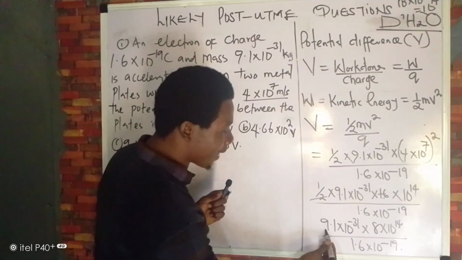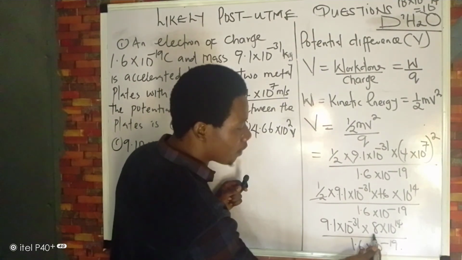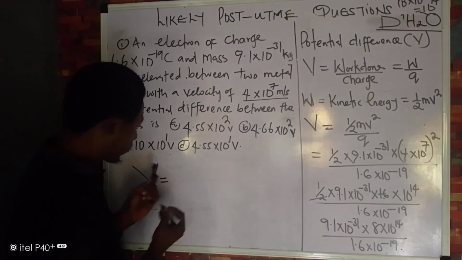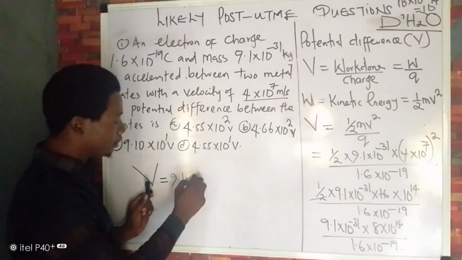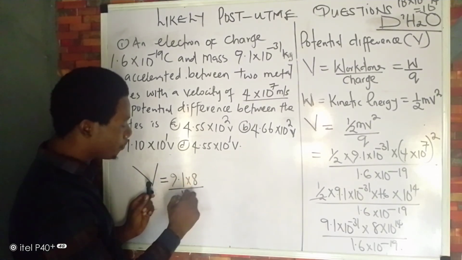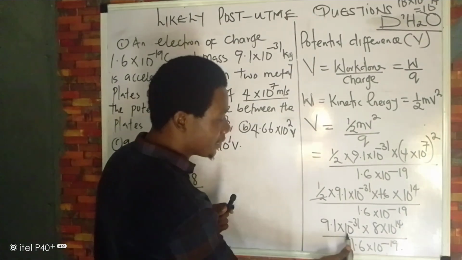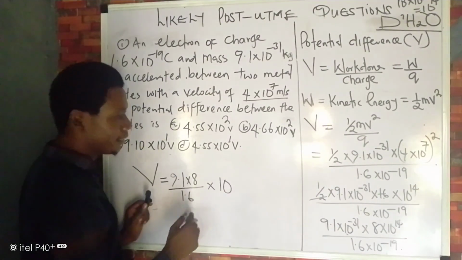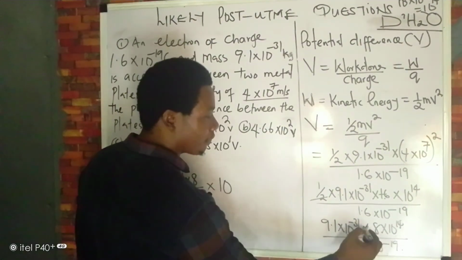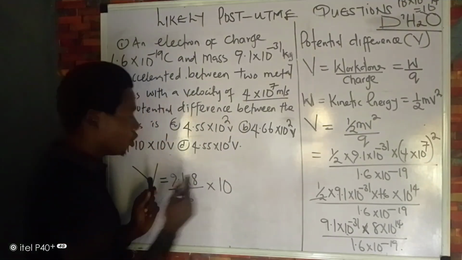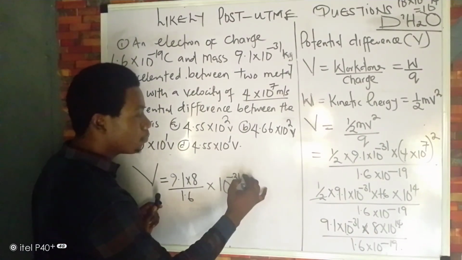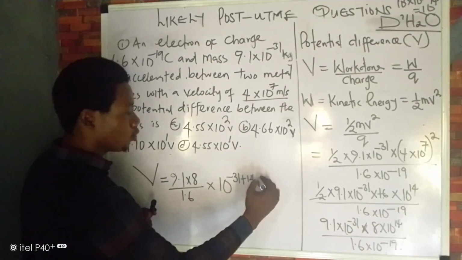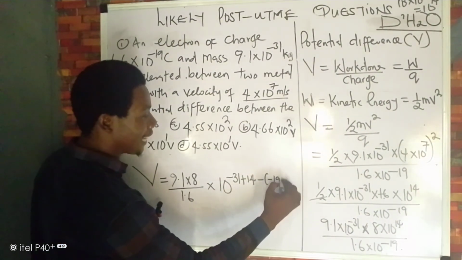So what we'll do: 9.1 times 8, then we'll divide by 1.6. That's what we'll do first. So we have 9.1 times 8, we'll divide it by 1.6. Then what happens to this 10? You simply pick one of the 10s. Then for the ones that you have multiplied, you add the powers. So you have minus 31 plus 14. But when you have divide, you minus it. So you have minus 19.